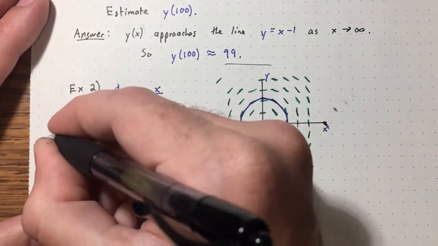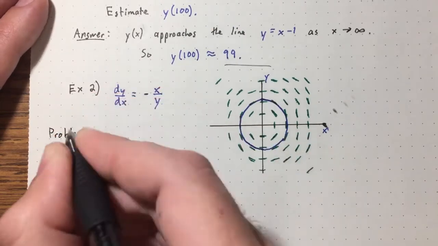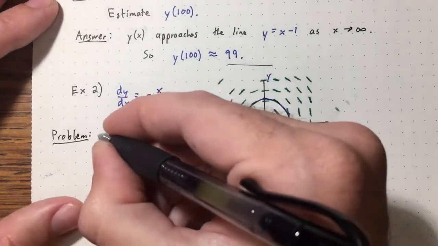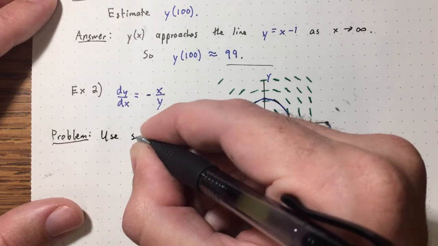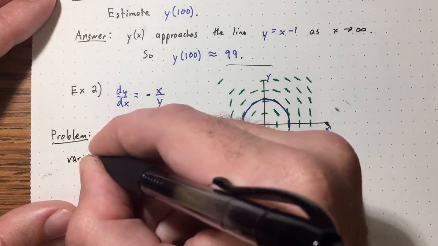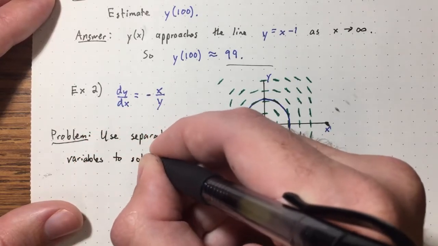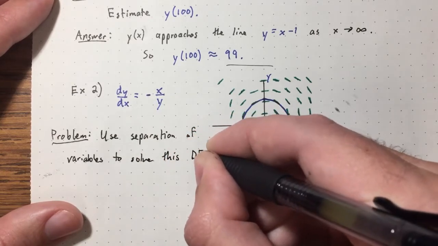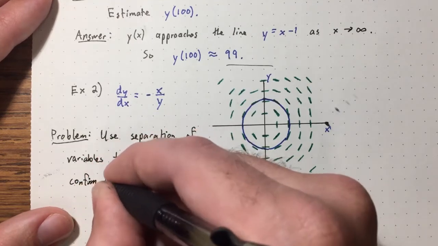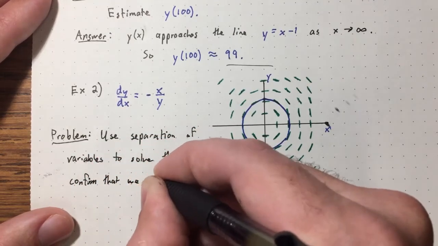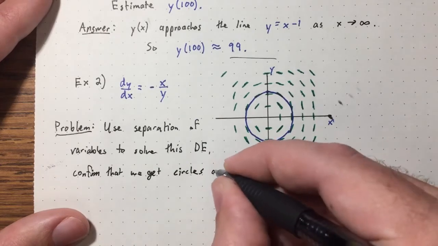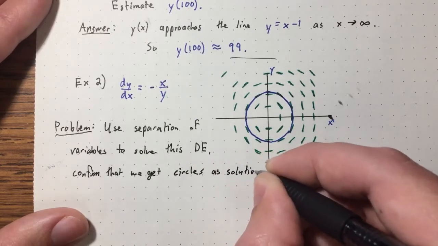What I'd like you to do now, so here's another problem, is we can actually solve this one analytically. It's a separable differential equation, so use separation of variables to solve this differential equation, and then confirm that we get circles. You should actually get the equation for a circle if you try to solve this one. So we get circles as solutions.